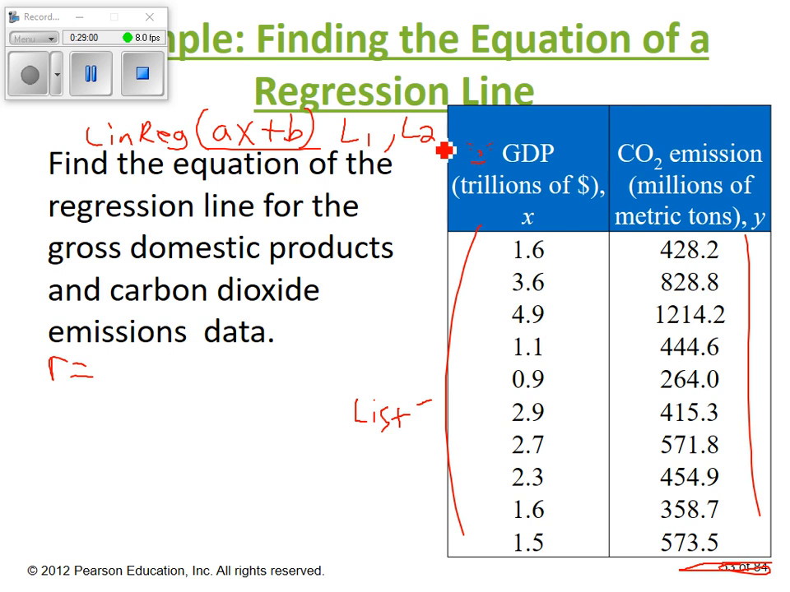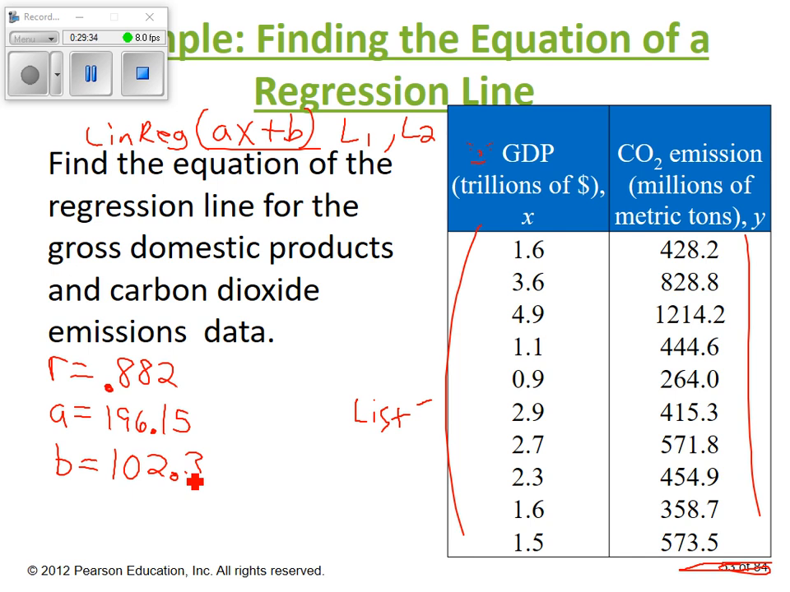Somebody help me out and tell me what R is. 0.882. Everybody agree with that? Tell me what A is. 196.15. And what's B? 102.3, or 2.9. We'll go with what we have, since they didn't round the top one.